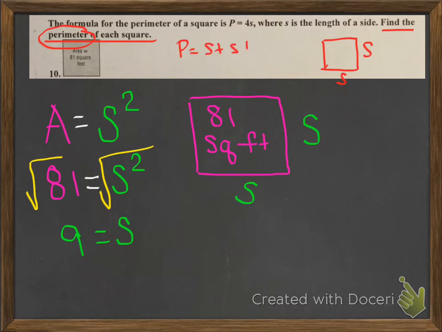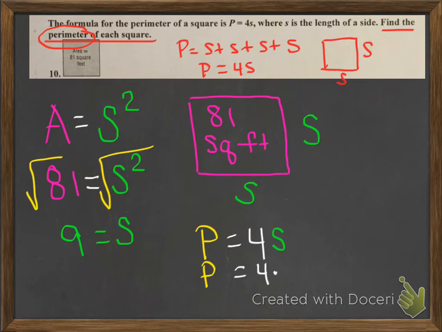So the perimeter is going to be side plus side plus side plus side, or it's going to be perimeter equals 4 times the side length. Either one works out just fine. In this case, perimeter equals 4S is 4 times 9. Notice I labeled each side with 9, and 4 times 9 gives you 36.